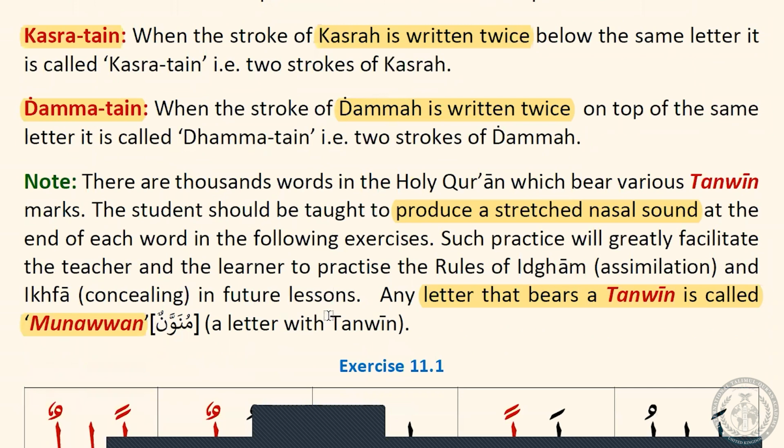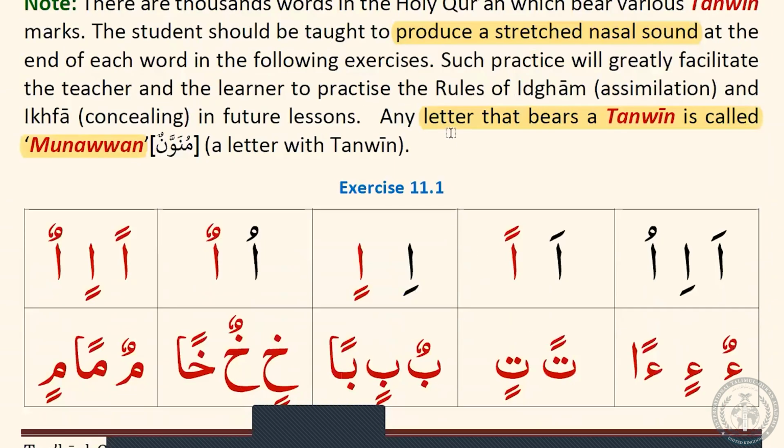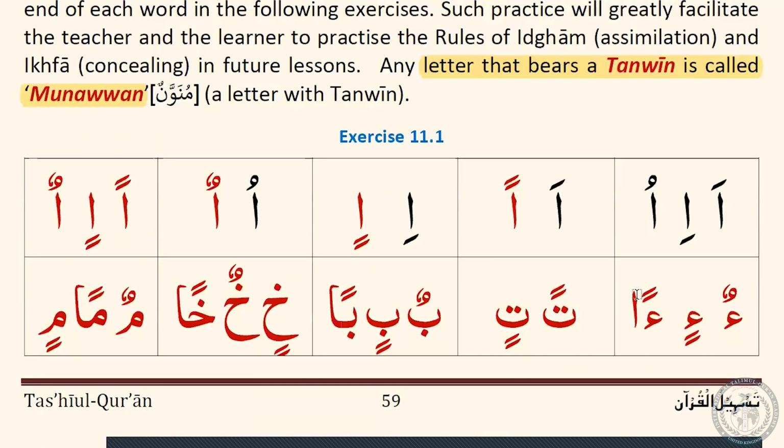Okay, so I've mentioned already that whenever you come across these signs of tanween, you have to make a stretched nasal sound. Okay, and another important fact is that a letter which carries the sign of tanween is called a Munavan. So instead of saying alif with the sign of tanween, I'll just say alif Munavan. Okay, it's easier. So remember, Munavan is a letter which carries a tanween. Okay, so let's practice a few examples.